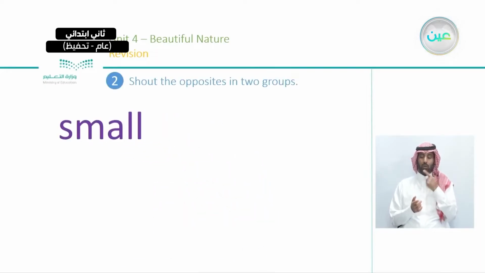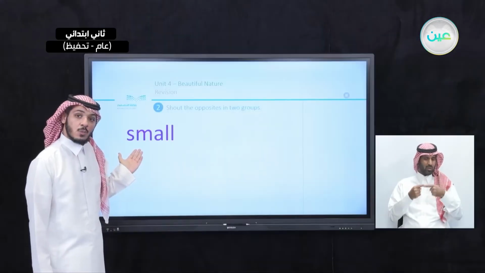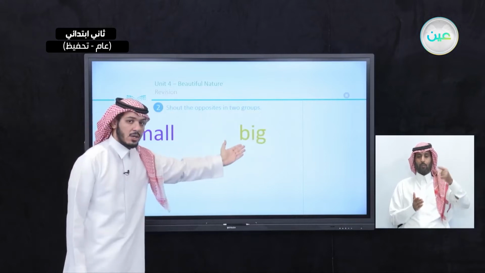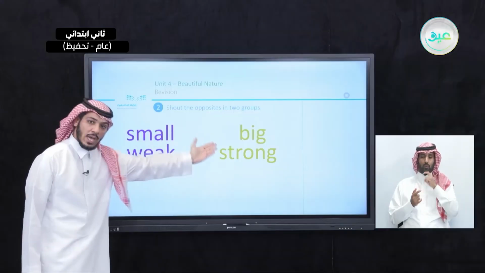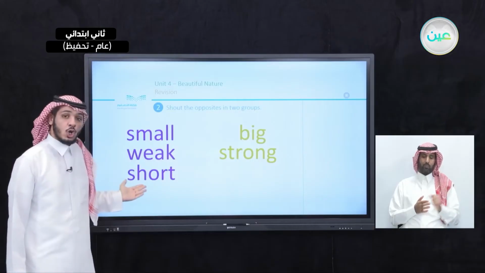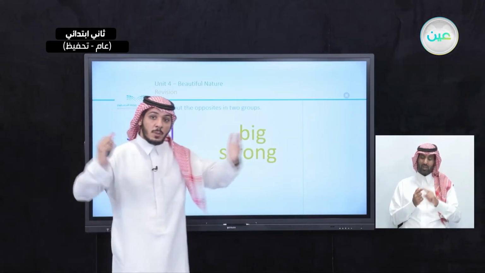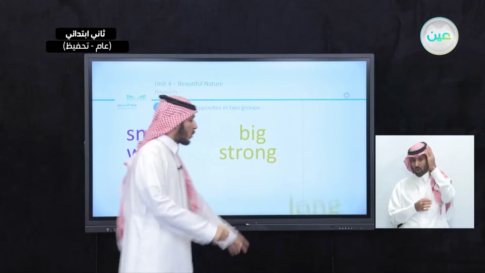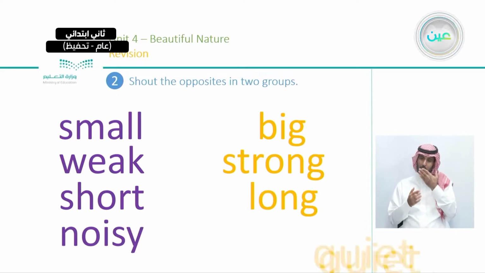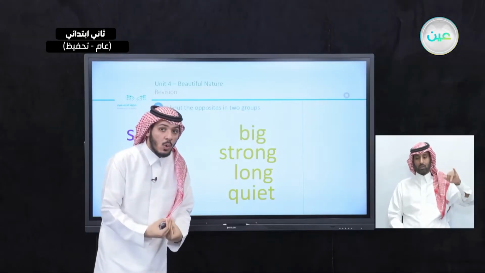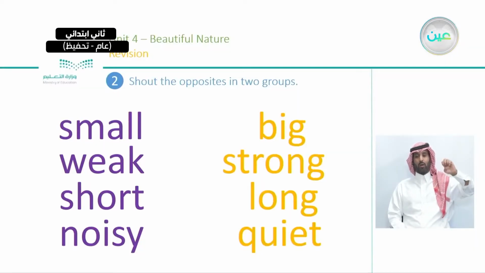Now we have question 2. Shout the opposite in two groups. We have small, and the opposite is what? We have big. And we have weak. The opposite of weak is what? Strong. Excellent. We have short. What is the opposite? Long. Excellent. After that we have noisy. The opposite is what? Quiet. Excellent. So we have four opposites here.